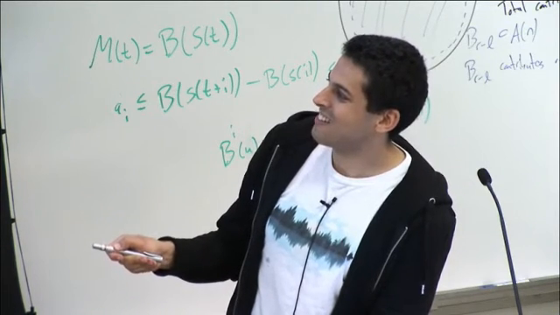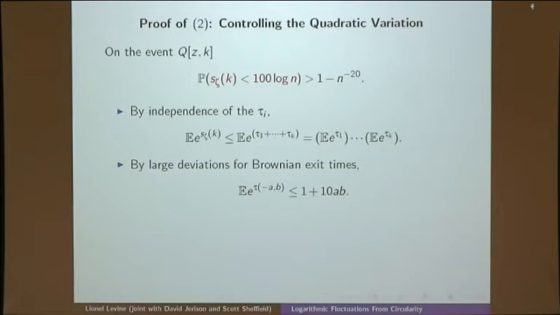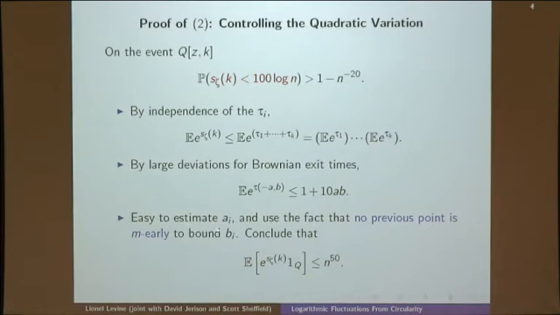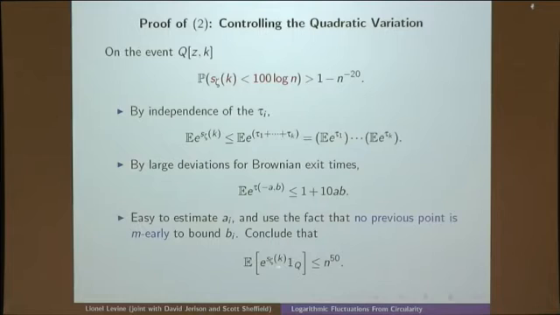In particular, you could show that the expectation of e to the exit time is at most 1 plus 10ab, where minus a and b are the endpoints. Then writing the time change as the sum of its increments, that's bounded by this product of expectations of e to the Brownian exit times. And then it's relatively easy to estimate these ai and bi's. What you get out of this is that on this event Q, the expectation of e to the quadratic variation times the indicator of Q grows at most polynomially in n. And then by Markov's inequality, you get this.